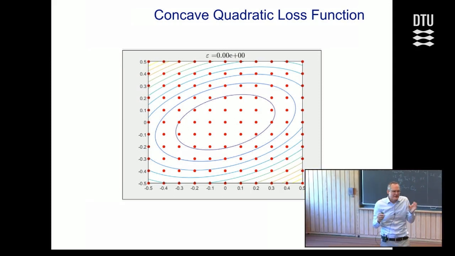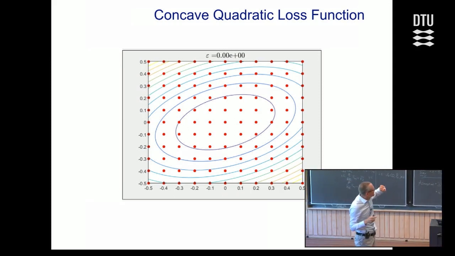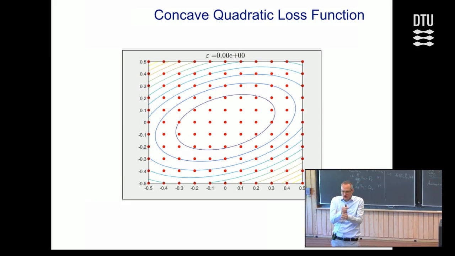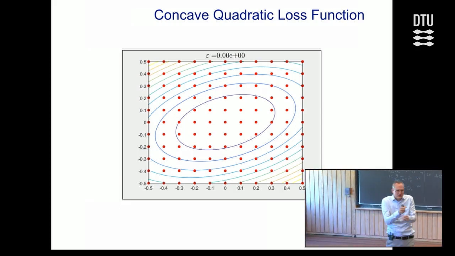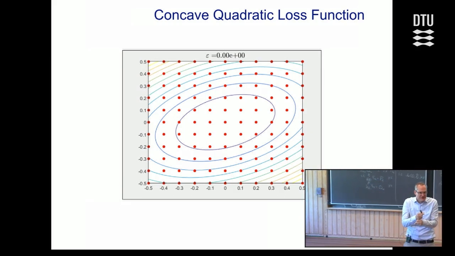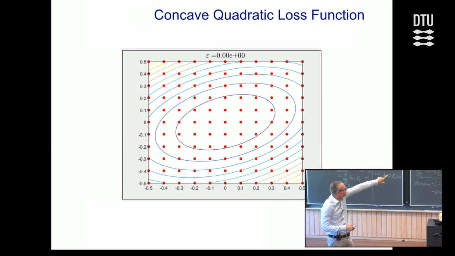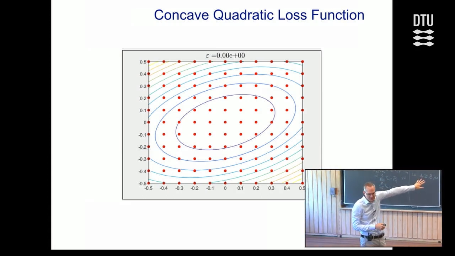Now, I want to calculate the worst case expectation of this quadratic loss function over all distributions in a Wasserstein ball around the empirical distribution on the red dots when I make the radius bigger and bigger. Now, simple case. When the radius is 0, my ball just consists of the center. And the center is the empirical distribution. So when the radius is 0, I just evaluate the expected cost under the empirical distribution.